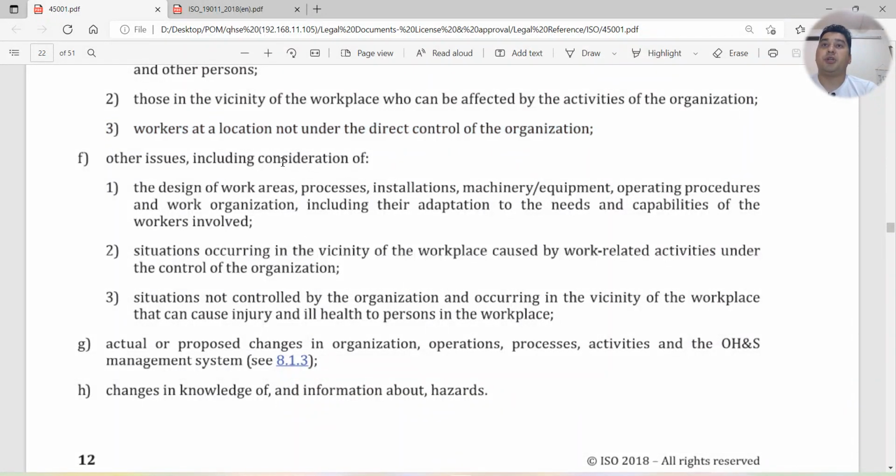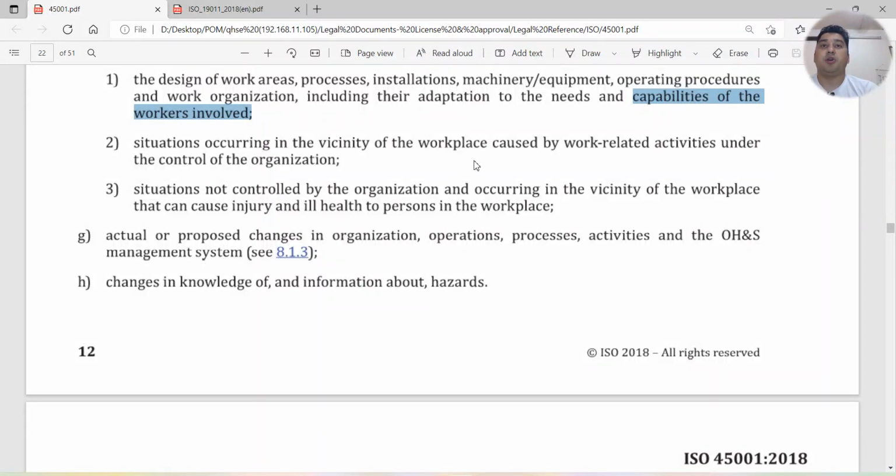Other issues, including consideration of the design of work areas, how it is designed, maybe the confined space, that also needs to be checked. Processes, installations, machinery and equipment, operating procedures, work organization, including their adaptation to the needs and capabilities of the workers involved. You need to check the capabilities of the workers who are involved in those processes, because those also can get affected by these equipment and processes.